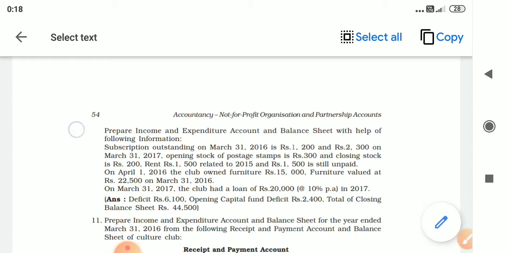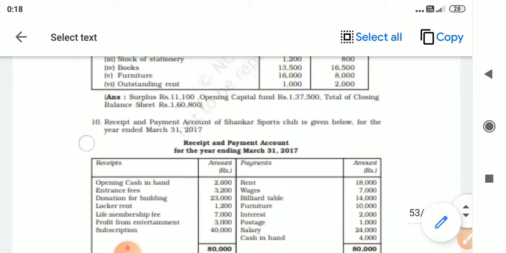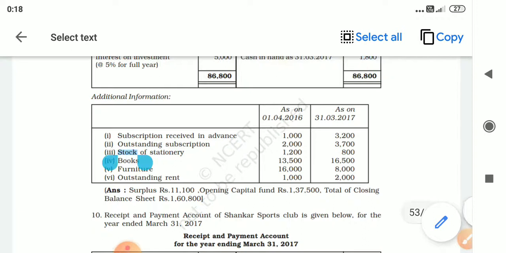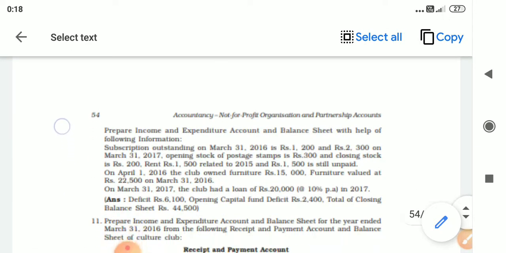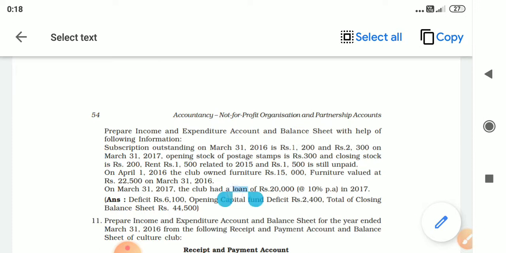Same way, previous time we had stock of stationery, isn't it? See, like that. Then we have rent and we have a furniture. Opening and closing balance is given, which means balancing figure will be depreciation. Then you have a loan. Okay, the interest on loan is given.